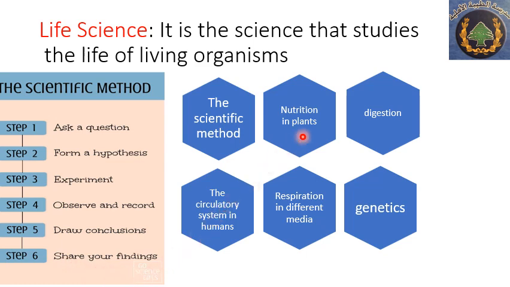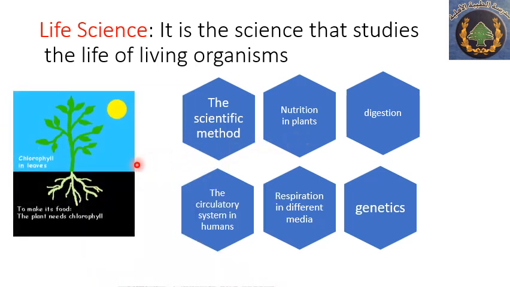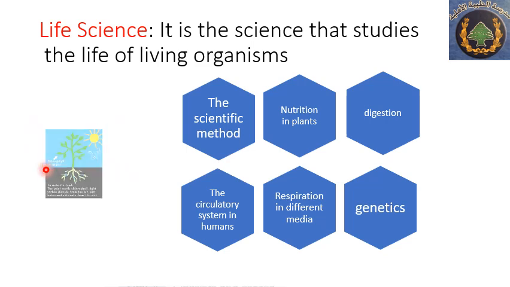Next, we'll move to nutrition in plants. Actually, nutrition in plants shows us how do plants use sunlight and water from the soil that is absorbed by the roots and circulated in the stem to reach the leaves where there is chlorophyll that use carbon dioxide to make new matter. This is called photosynthesis.